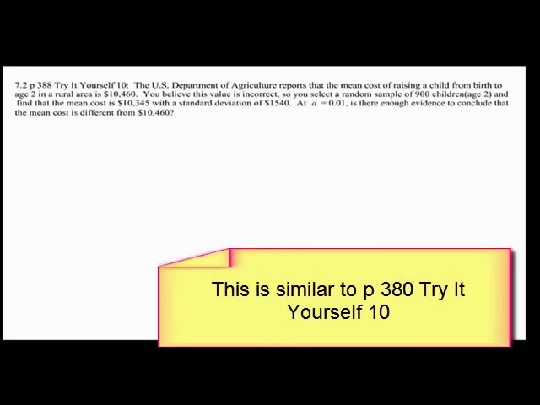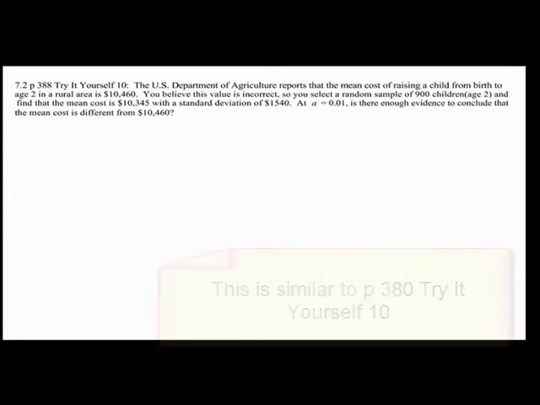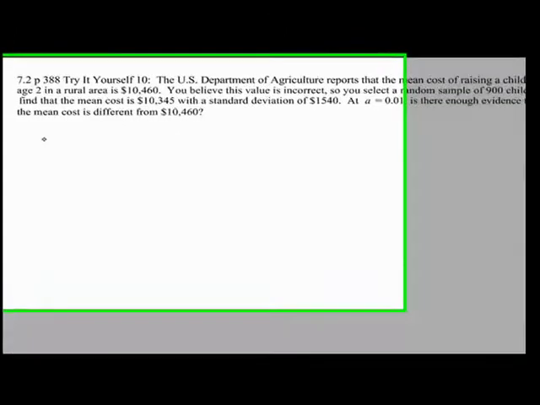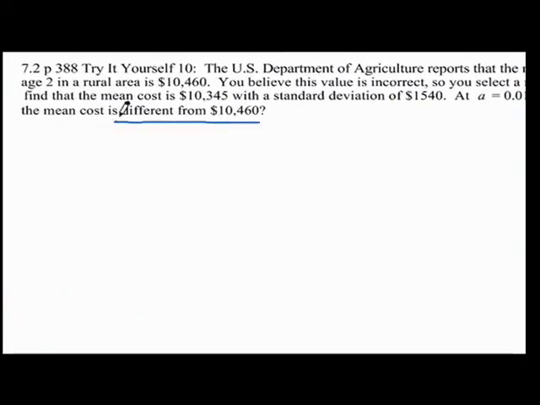The U.S. Department of Agriculture reports that the mean cost of raising a child from birth to age 2 in a rural area is $10,460. You believe this value is incorrect, so you select a random sample of 900 children age 2 and find the mean cost is $10,345 with a standard deviation of $1,540. At alpha equals 0.01, is there enough evidence to conclude that the mean cost is different from $10,460? So different from means it's going to be not equal to.